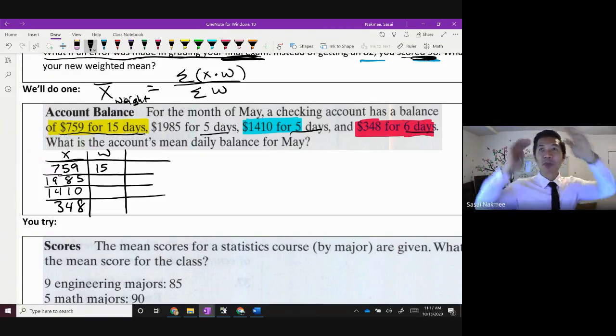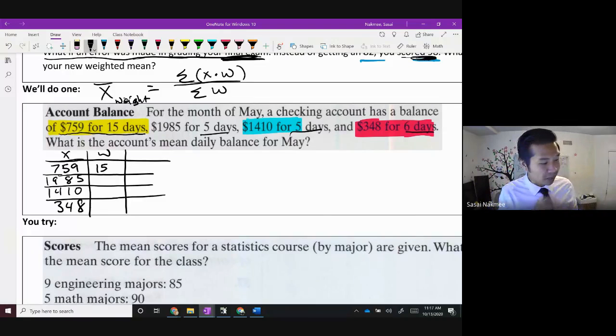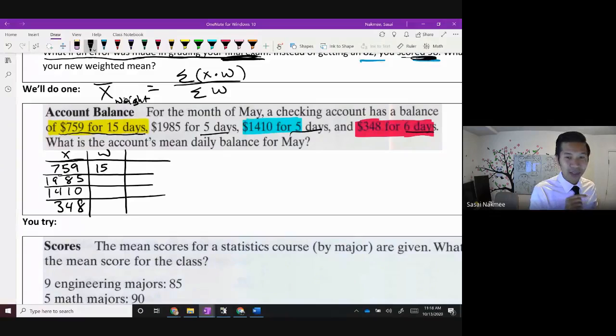The weights in the other problems were percentages, like for your grade. But in this particular case, what makes it hard is figuring out what the weight is. The weight in this one is the number of days it has that amount for. So 15 is the weight for 759. 1,985 had a weight of 5. 1,410 has a weight of 5 as well. And 348 has a weight of 6. Are you guys okay with where I got the weights from?